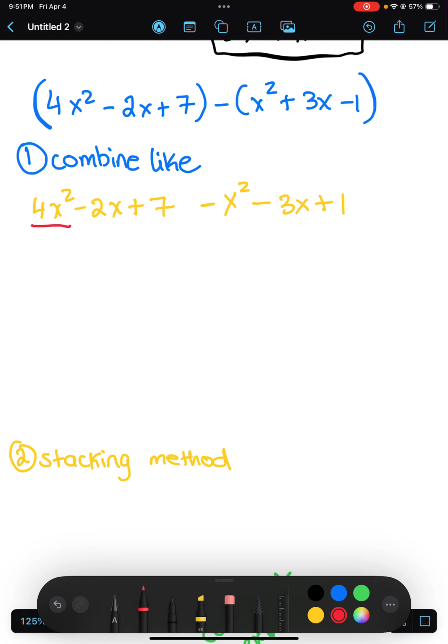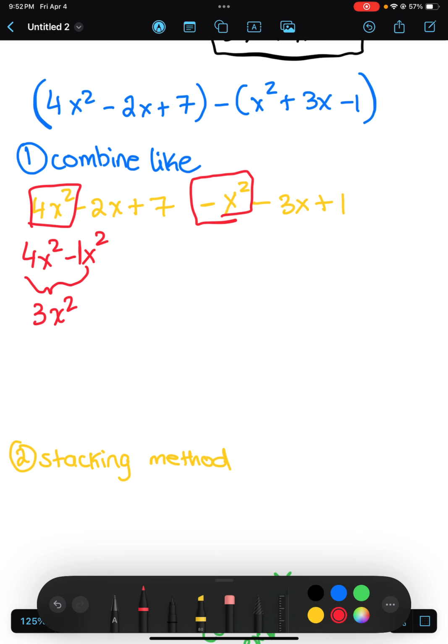I'm looking at the first term I have, which is an x squared. I am looking for another x squared, not here, not here. Oh, I do see it. And then I would just combine this x squared with this x squared. So then I have 4x squared minus x squared. Remember, there's an imaginary 1. And then you're just doing 4 minus 1, which gives us 3x squared.